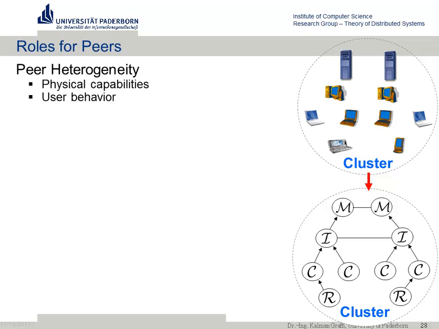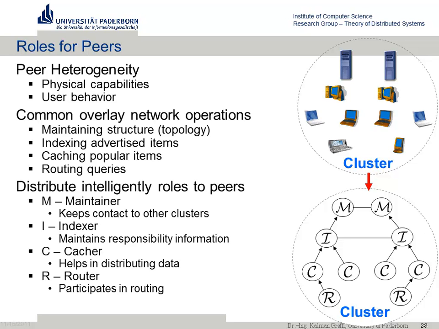Okay, so another point that they introduced besides this layered architecture is the support for peer heterogeneity. That means by knowing the capacities of the peers and the user behavior, we can try to find roles that match these capacities. Here you also see some letters, MICR, and these are specific roles. The motivation for all of it is that they looked at typical peer-to-peer overlays and found there are general operations that always occur.